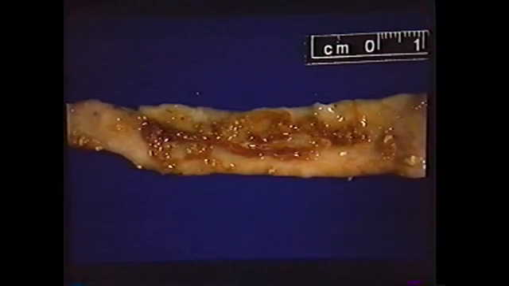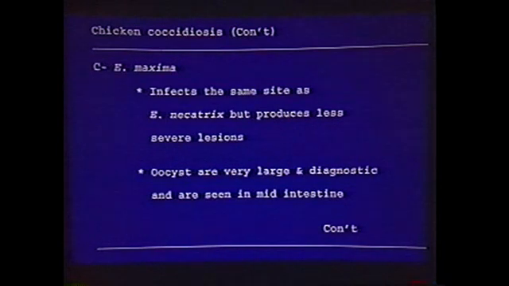It's not a very good slide, but there is a small intestine filled with yellowish orange mucus. From outside, it looks like petechial hemorrhages. This is Eimeria maxima, which, as I mentioned before, infects the same site as Eimeria necatrix, but is less severe. Also, the oocysts are very large, as I showed you before, and can be demonstrated in the same location where the lesion is, and that makes the difference from Eimeria necatrix.